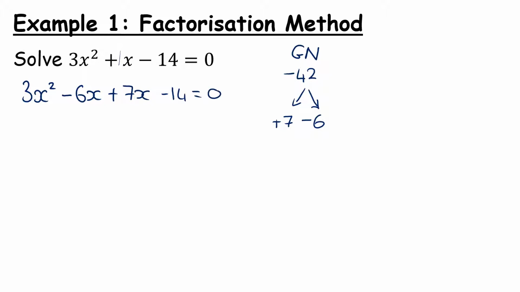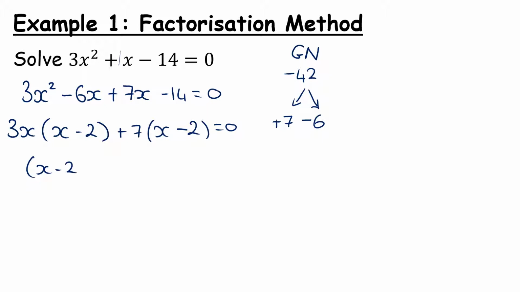So now we're going to do grouping. 3x is common, leaving us with x minus 2, plus 7 is common, x minus 2. Our brackets are now common. We have x minus 2 in both. Just take that out and we're left with x minus 2 times 3x plus 7 equals 0. So at this point, just for us to follow what we're doing, these are the factors.